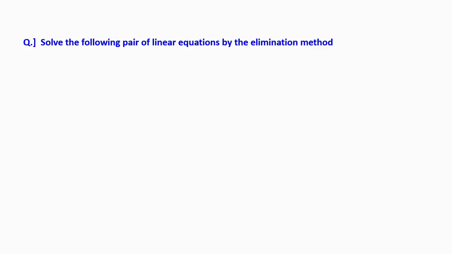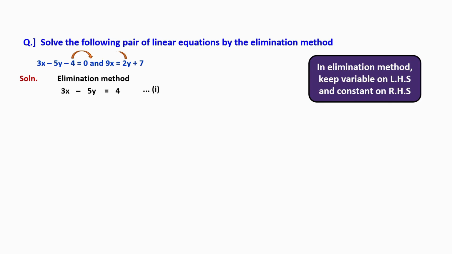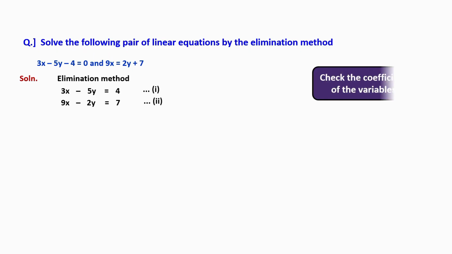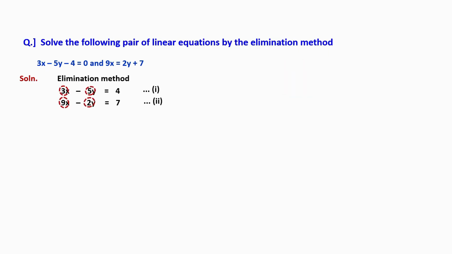Let us solve this question using the elimination method. We are given two equations. First equation, 3x minus 5y minus 4 equals 0. Second equation, 9x equals y plus 7. First, we rearrange both equations. So, the first equation becomes 3x minus 5y equals 4. And the second equation becomes 9x minus 2y equals 7.